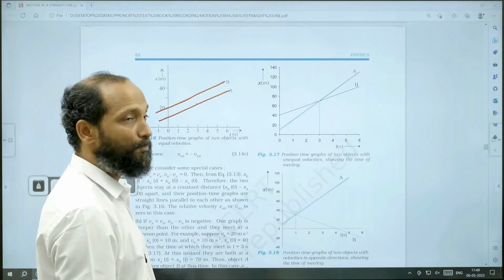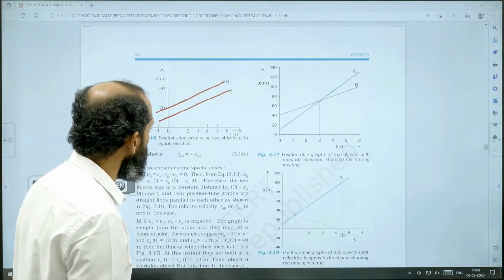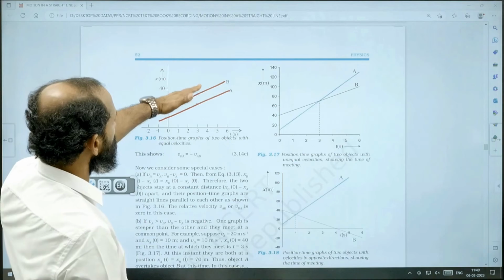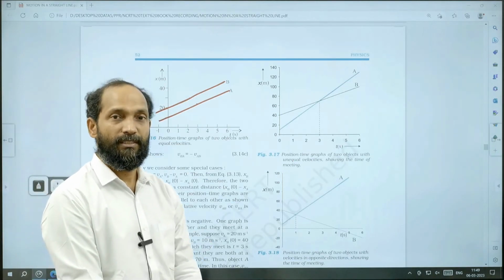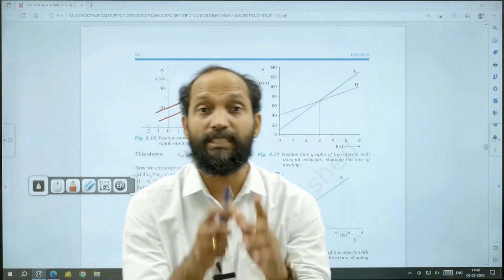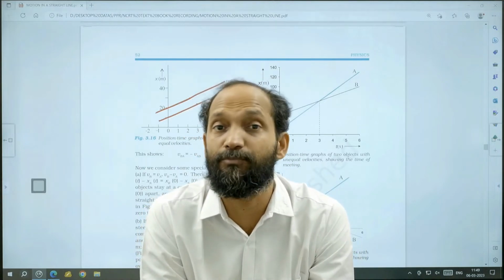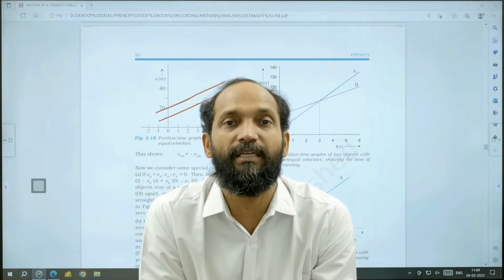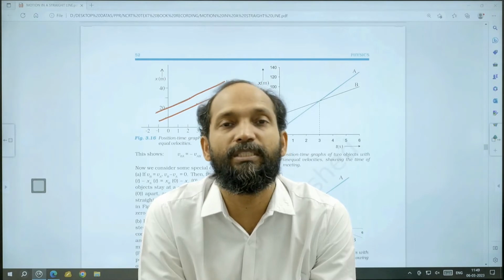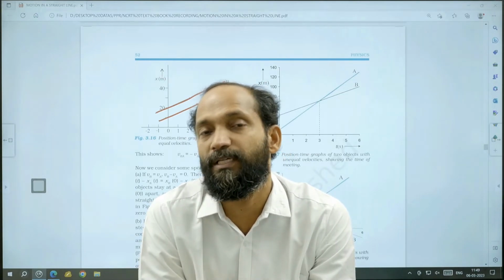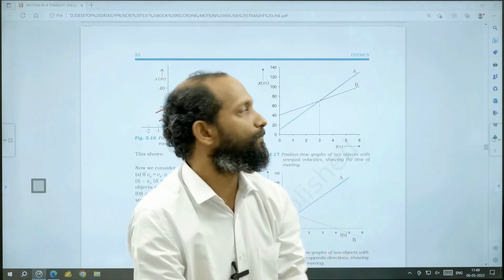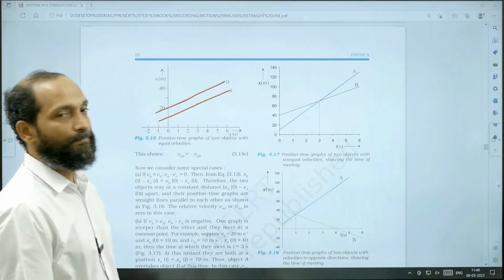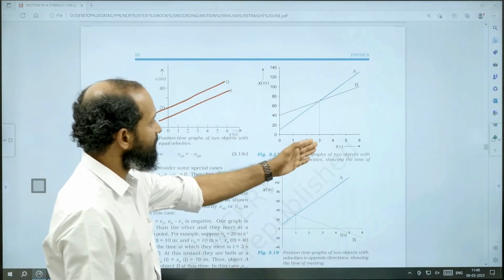Parallel means slope same. Slope same means velocity same. So both the bodies have got same velocities. As the bodies A and B have got same velocity, the relative velocity becomes 0. So VA equals VB, velocity of A equal to velocity of B. So relative velocity becomes 0. Then the next one. See the next one, position time graph.